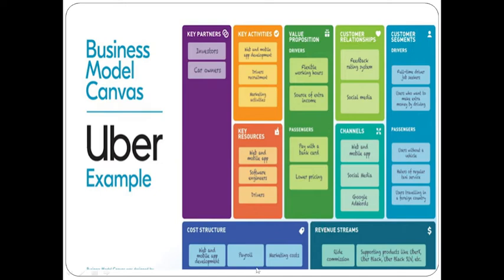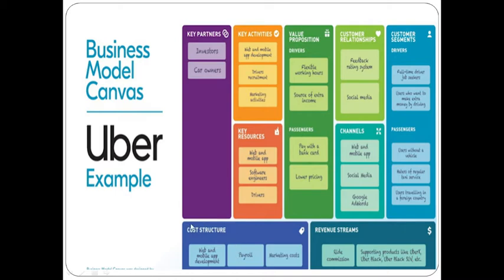Then you are having your revenue streams, how you can generate more and more revenue. You will give ride commissions. Now in this case, subscription is not there. Subscriptions you can have in Netflix and all. Ride commissions will be given. You can have supporting products along with Uber, like Uber X, Uber Black, SUV, etc.